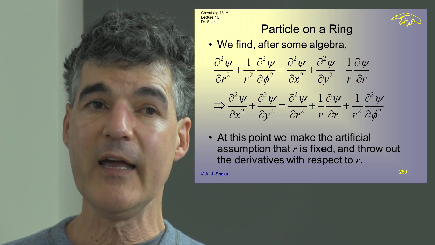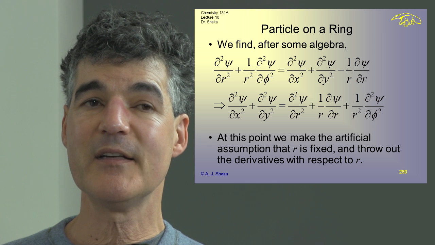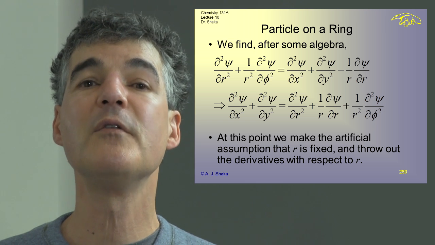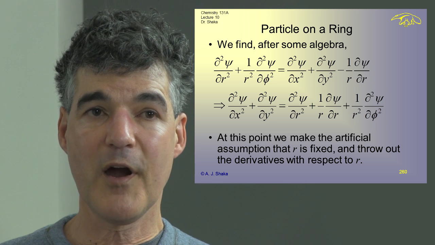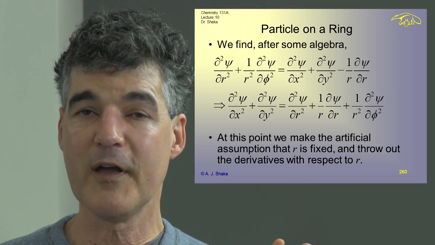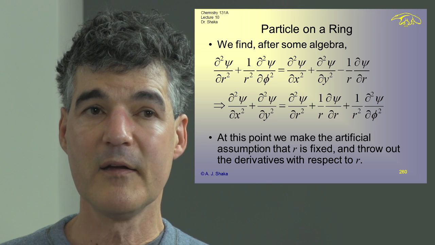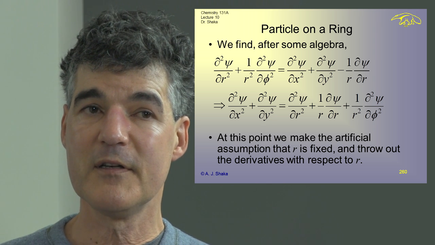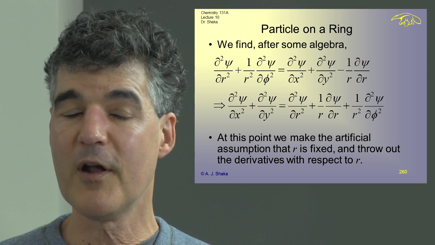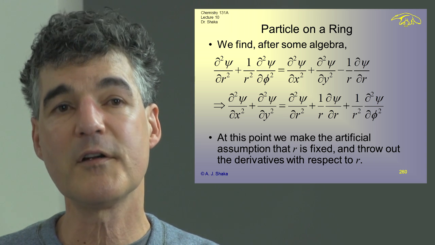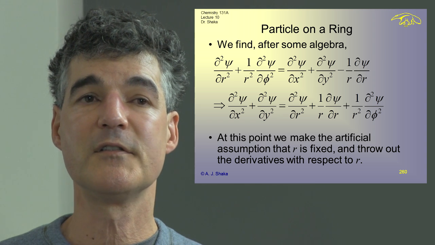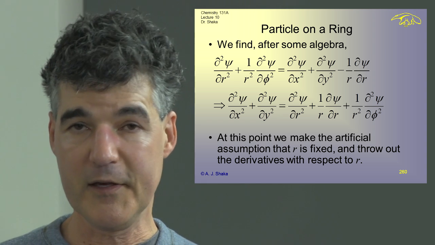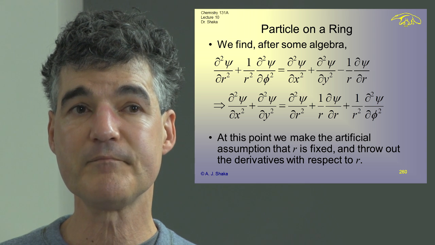And we can check that we haven't made any mistakes because we can put in units. These all have units of length squared on the bottom. Forget about the wave function units for the time being. We have second derivative dr squared on the bottom, 1 over r dr, 1 over r squared d phi. Phi doesn't have any length. The angle is just a ratio of things because it's in radians.